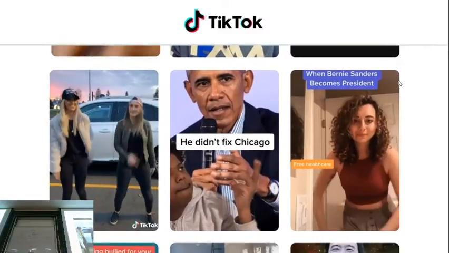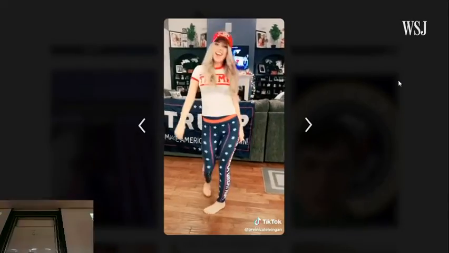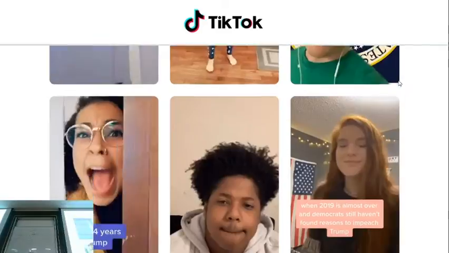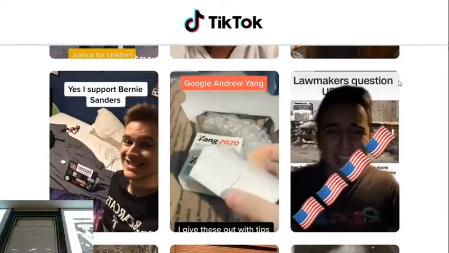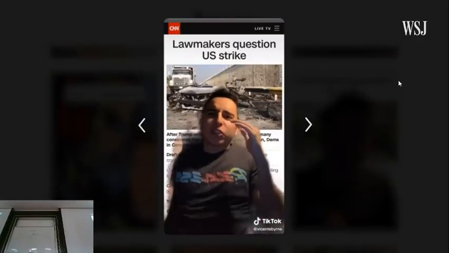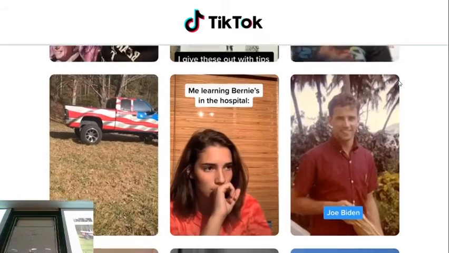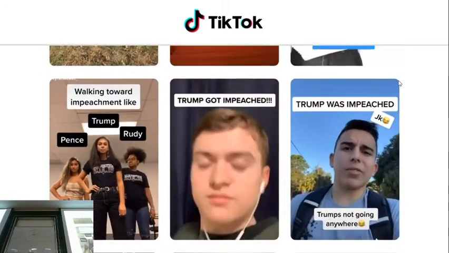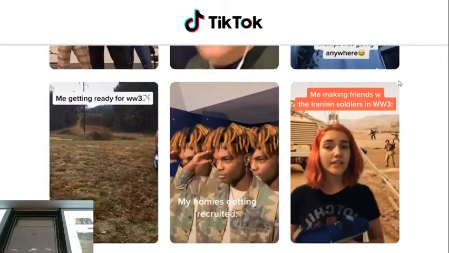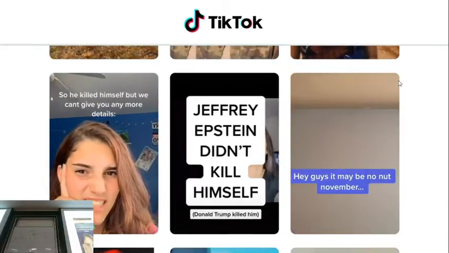TikTok, the increasingly popular social media app, has been getting more and more political. The platform's young users are taking to TikTok to express their political views, promote their favorite candidates, and even react to political news. But with 24 million active users in the US, experts are warning that the platform could be used to spread misinformation ahead of the 2020 election.